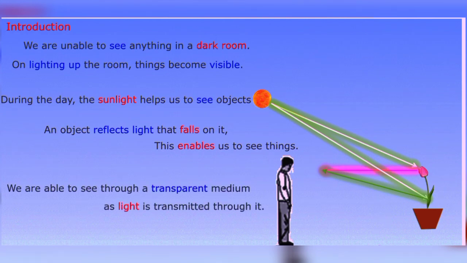On the other hand, if an object neither emits light nor reflects the light falling on it, then the object is not visible to us. For example, we are not able to see anything in a dark room. On lighting up the room, things become visible. During the day, the sunlight helps us to see objects, as an object reflects light that falls on it. This enables us to see things.